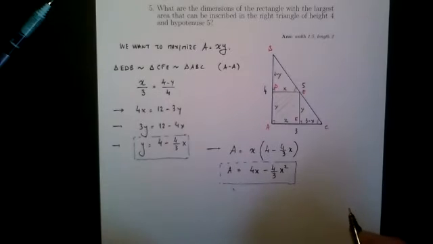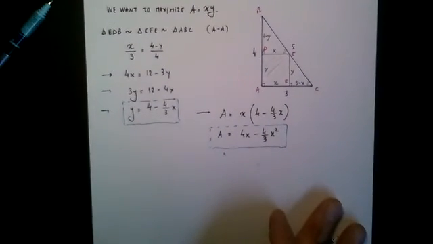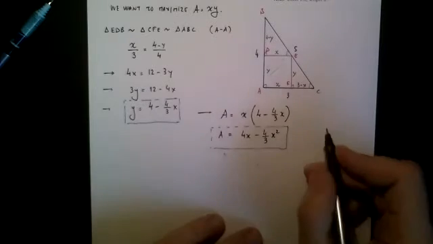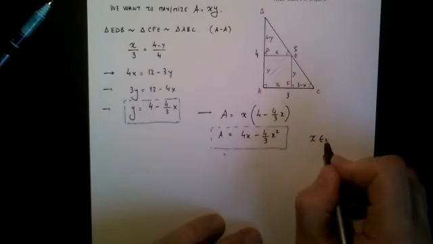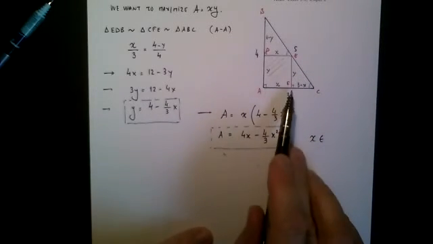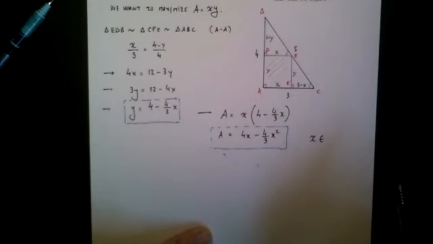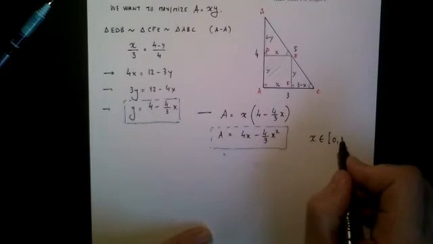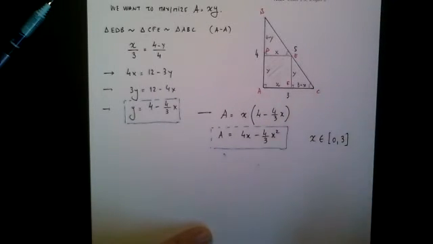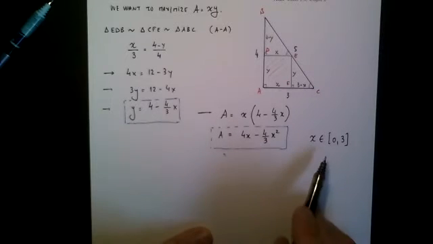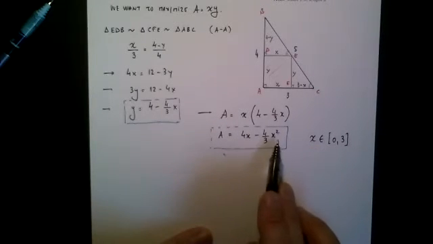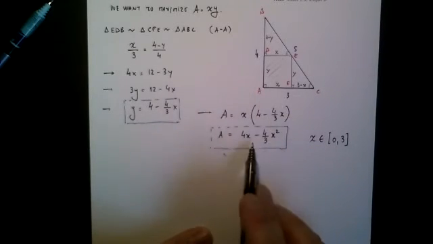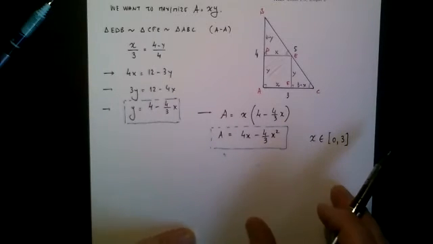You with me? Okay, X, what's the interval? What's the smallest value of X? 0. And the biggest? 3. Okay, so X is between 0 and 3. Hopefully if I plug in 0 here, I should get an area of 0, and if I plug in 3, I should get an area of 0 as well. You could check, it probably works.